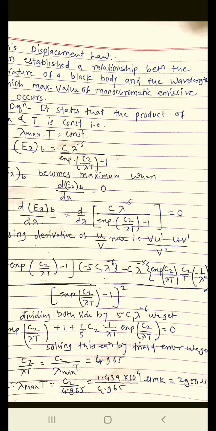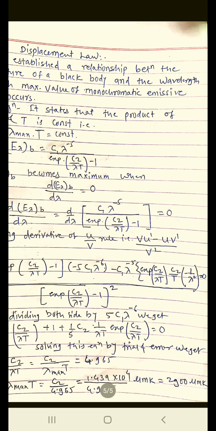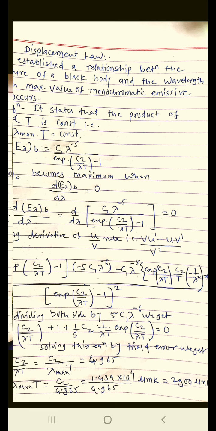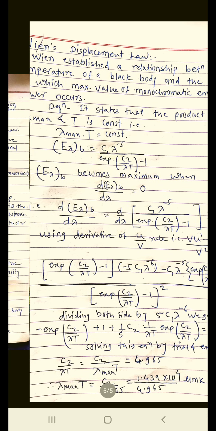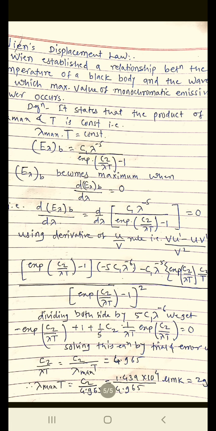So lambda max T is equal to C2 upon 4.965. C2 value is 1.439 into 10 raised to minus 2 divided by 4.965, you get 2900 micrometer Kelvin. So Wien's displacement law is proved here, that is lambda max into T is constant. Thank you.